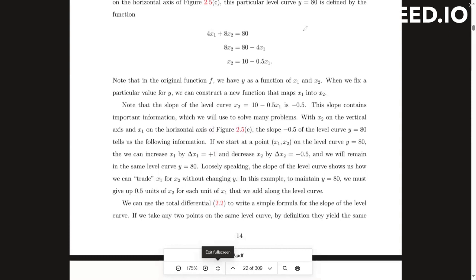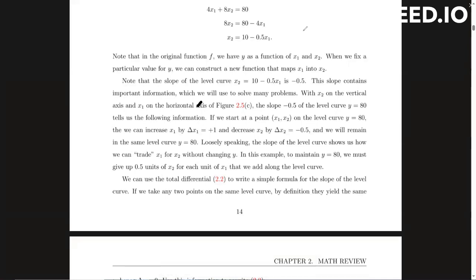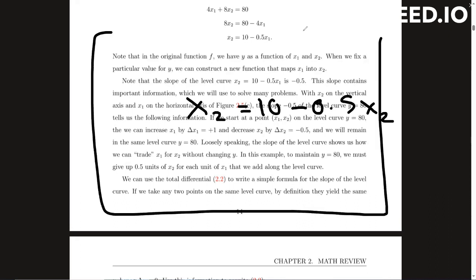Note that in the original function f, we have y as a function of x1 and x2. When we fix a particular value of y, we can construct a new function. They say a lot about this, but we're going to skip it because we don't need it. They say you have this function x2, it's like a trade-off, as if it's a complicated thing. We can pause the video and read on.